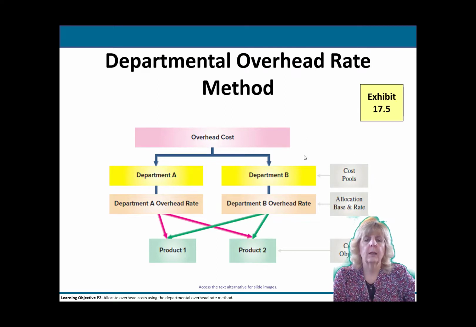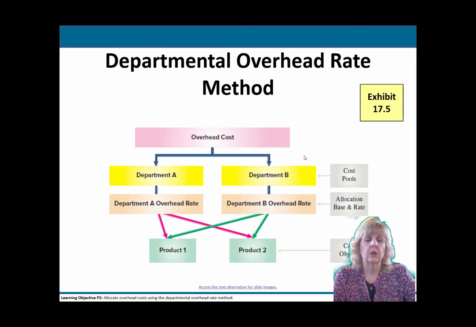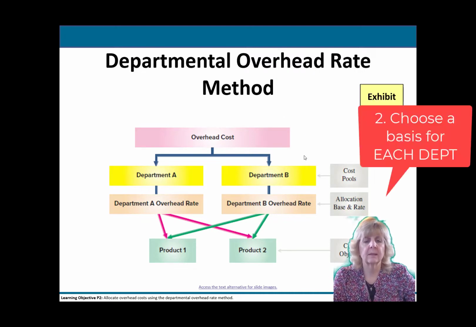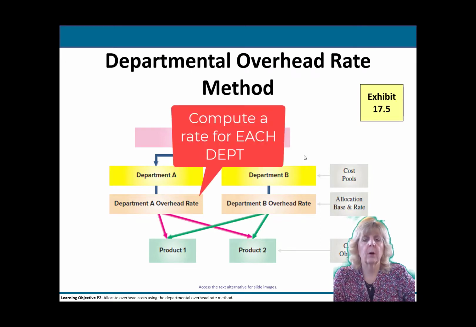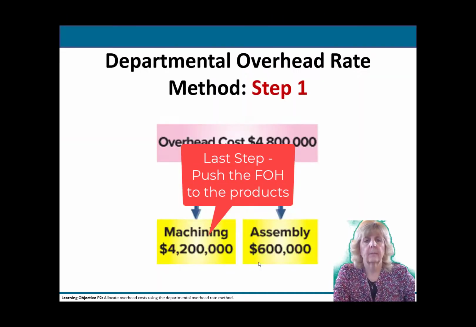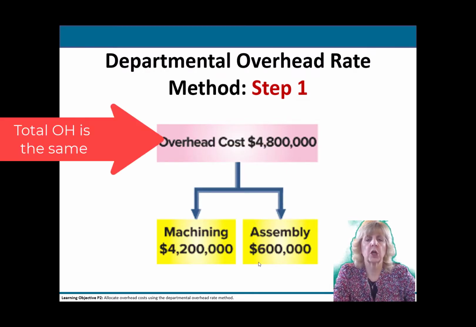So step 1 is you need to pool the overhead costs by department. Step 2 is you need to choose a department basis. They can and often are different. Do the bucks over basis calculation by department and then use those rates to push the overhead down to the product. In this first step, you'll notice that the total overhead isn't changing. It's just been split between the two departments in this example.